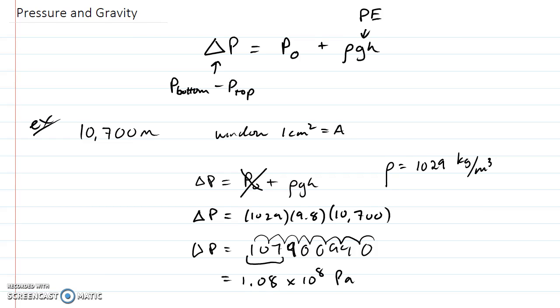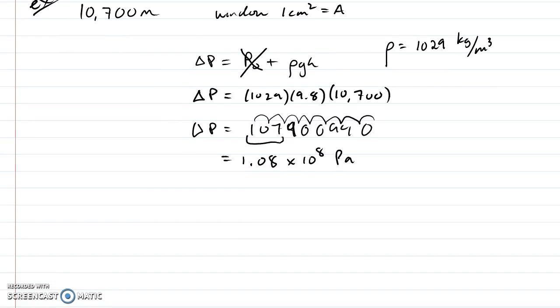Now the question, we want to know how much force is being exerted on that window. Remember, force equals pressure times the area. So, if we want to find the force, we have to take this pressure, which is 1.08 times 10 to the 8th. We have to times by the area. But we have to do a little bit of work for the area here because we want meters. And right now they gave us 1 centimeter squared.